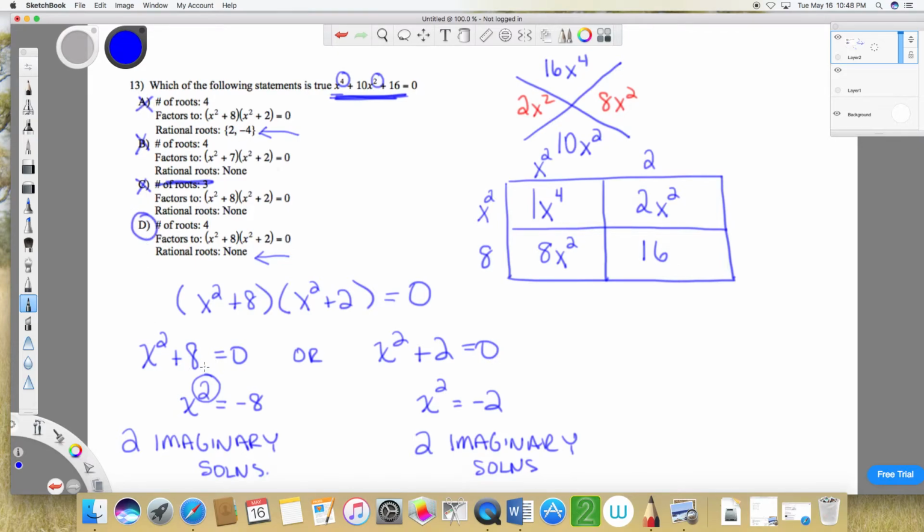So our answer here is choice D. All of these statements are true. There were no rational roots, and in fact, we even gave them a better answer and said that the roots are all imaginary numbers.